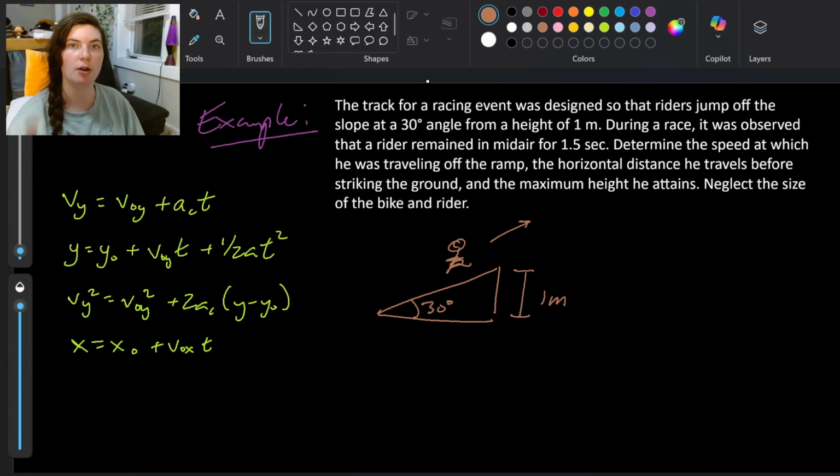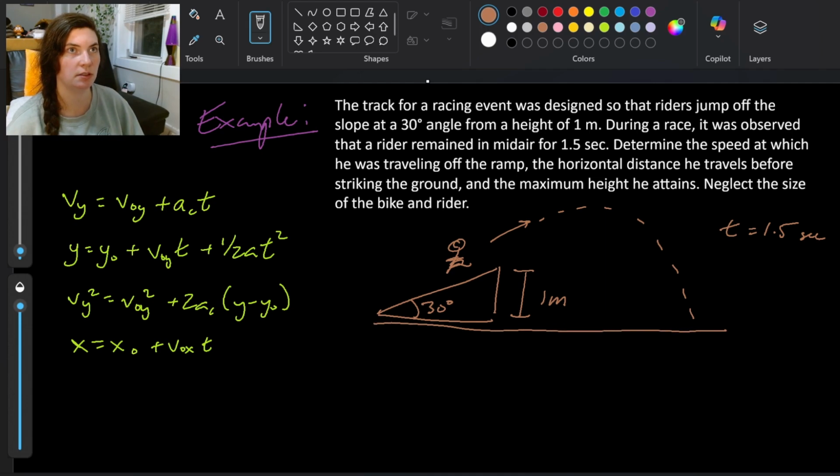So remained in midair means that the time it took to travel this little projectile motion path, t equals 1.5 seconds. Right, and here's the ground. So he's going to start from the top of the ramp and then he's going to end up on the ground. We want to find the speed at which he was traveling off the ramp, the horizontal distance he travels before striking the ground, and the maximum height he attains.